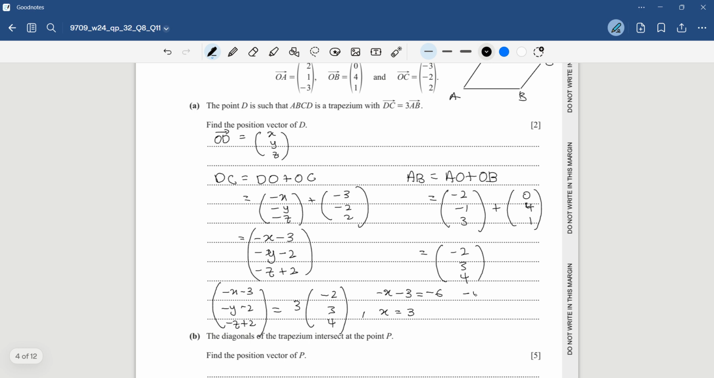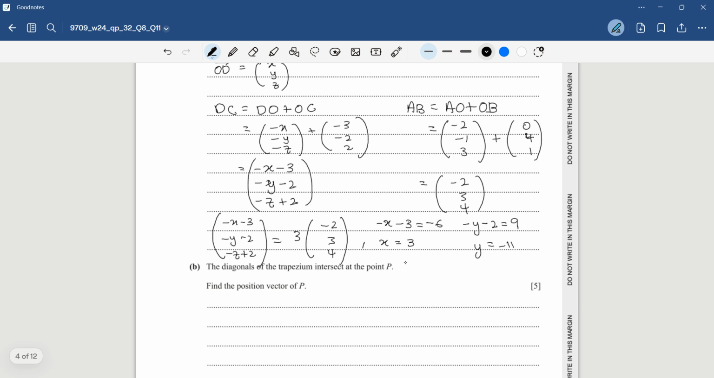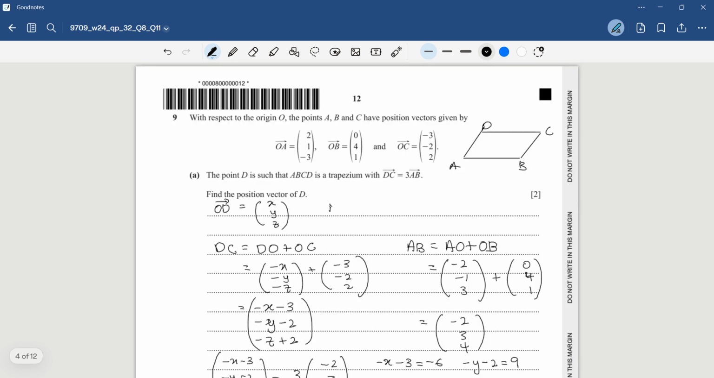Okay, so negative Y minus 2 equals 3 times 3, which is 9. So Y equals negative 11. And then negative Z plus 2 is equivalent to 12. Therefore, my Z equals negative 10. So my coordinate D, or position vector of OD, will be 3, negative 11, negative 10.